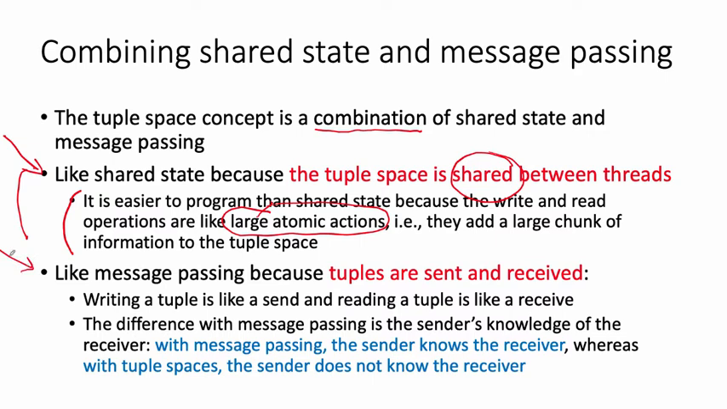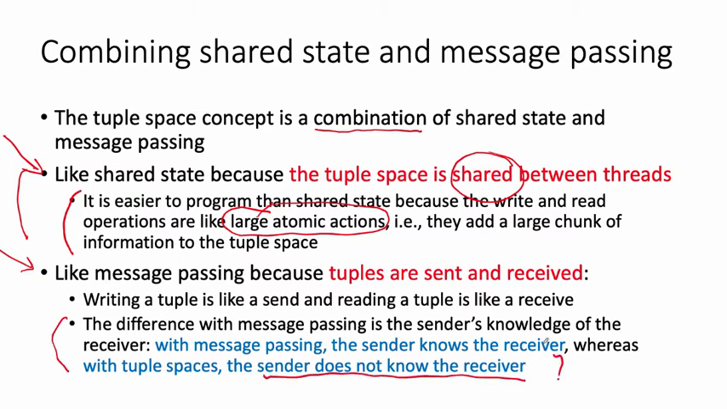It's also like message passing, because you can think of the tuples as being sent and received. A write is like sending a tuple, and a read is like receiving. The difference from regular message passing is that you do not know the receiver. When the thread does a write, it's like a send, but the thread does not know who is going to take the tuple out. So it's like doing a send where the receiver is not known. Somebody is going to receive it, but we don't know who. That's the difference with message passing: the sender does not know the receiver.